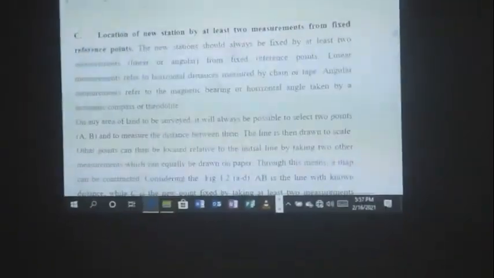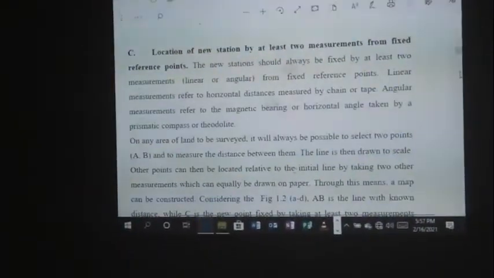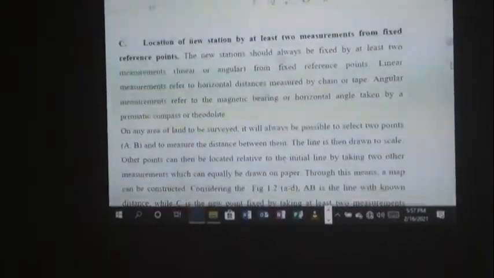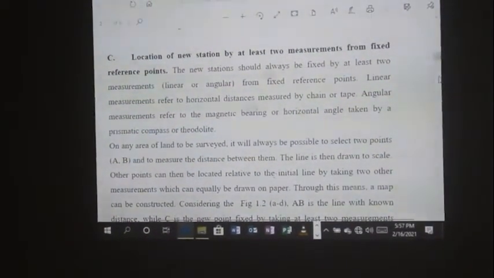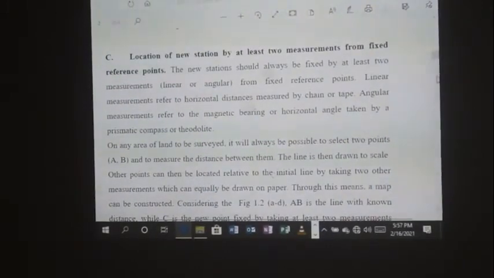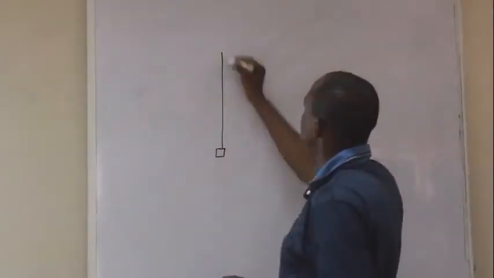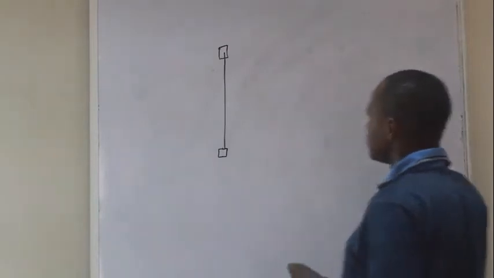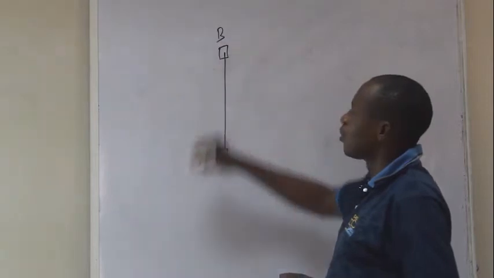So another principle upon which surveying stands is the location of a new station by at least 2 measurements from fixed reference points. Look at this now. If I have this point already known, call this one point A, call this one point B.